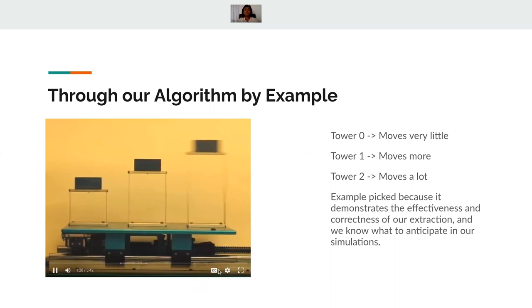Let's go through our algorithm with the help of an example here. We have three towers here. The first one moves very little in our example. The second one moves a little bit more, and the third moves a lot. So we have named them tower 0, 1, and 2. We've picked this example because it demonstrates the correctness of our extraction, and because we know what to anticipate in our simulations. So this one vibrates a lot more, and this one won't ever vibrate as much.